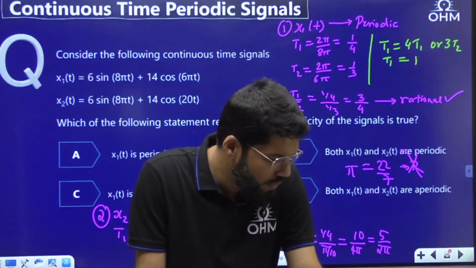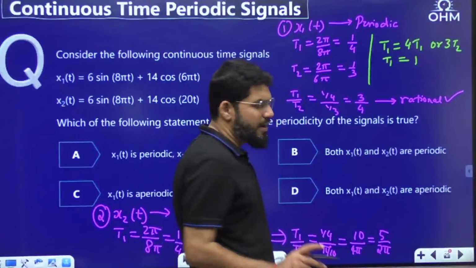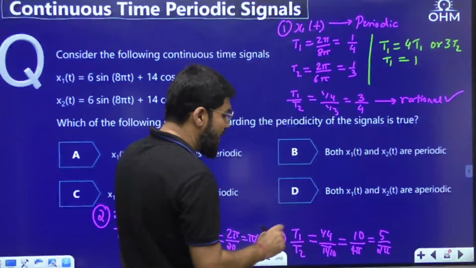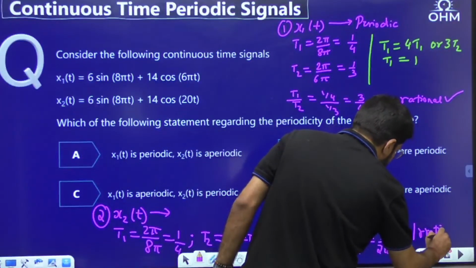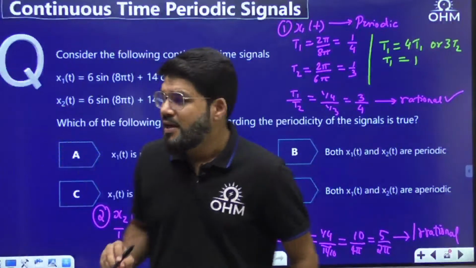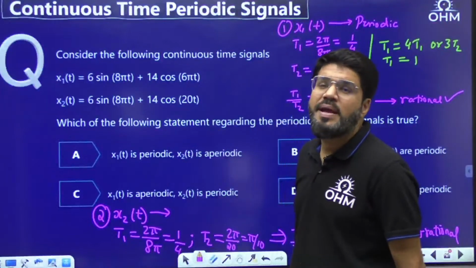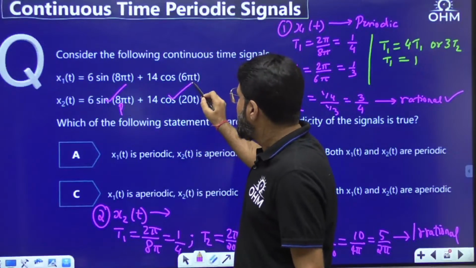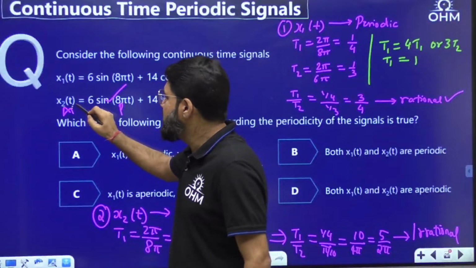It is not the true value, hence pi is always considered an irrational number. Its exact value can never be expressed as a ratio of two integers. Hence the result that I have got here is irrational. And if T1 by T2 is an irrational quantity, then when these two signals are added, the resultant will be aperiodic. Individually, this is periodic.